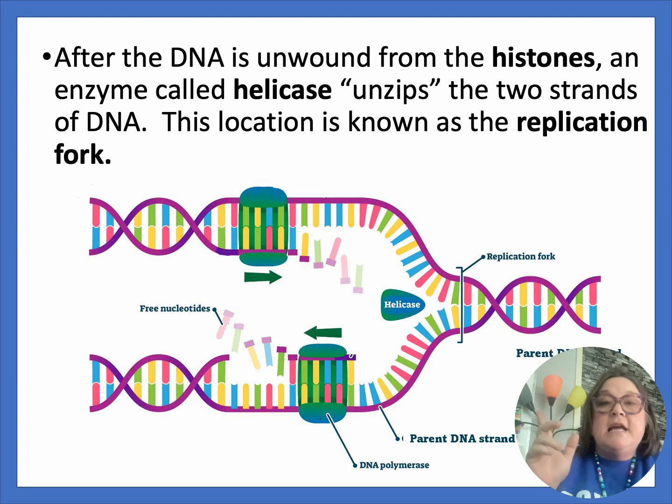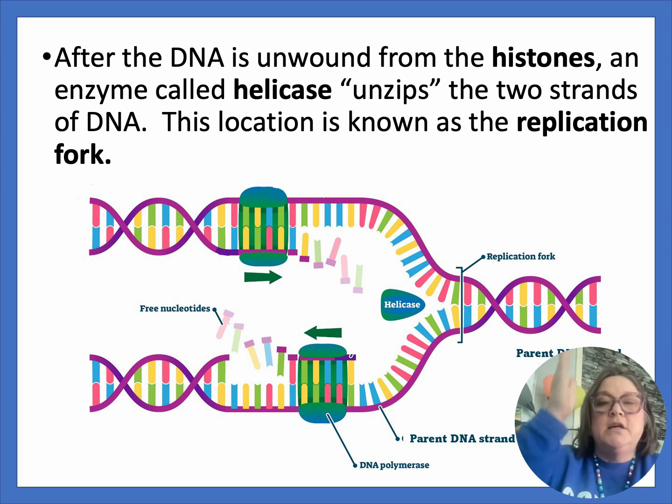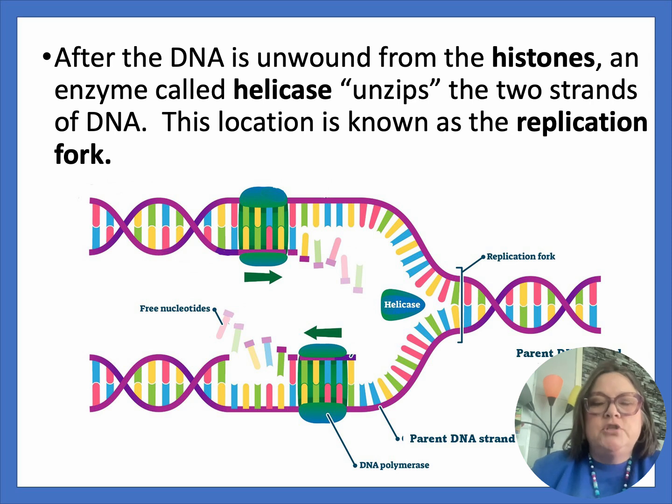After the DNA is unwound, so it's unwrapped from the histones, which is the protein, an enzyme called helicase comes in. Helicase is an enzyme. Enzymes break down, and so the helicase breaks the two strands of the DNA apart. That's after it has been unwound. That process is known as the replication fork. So where the helicase unzips the rungs of the ladder is known as the replication fork.